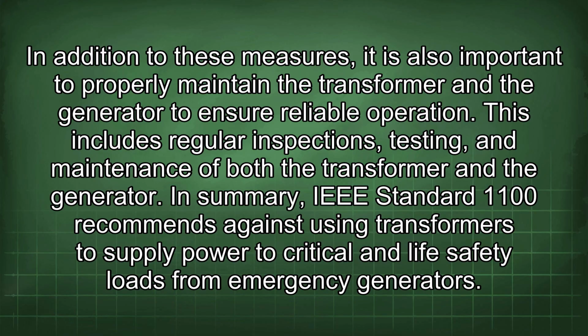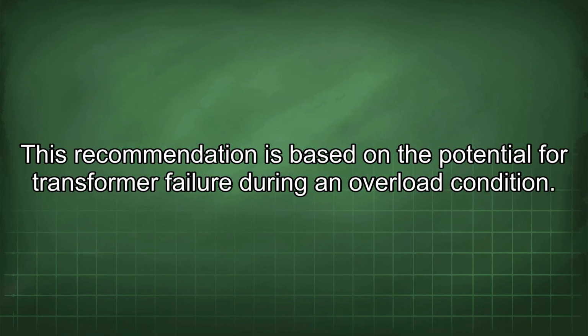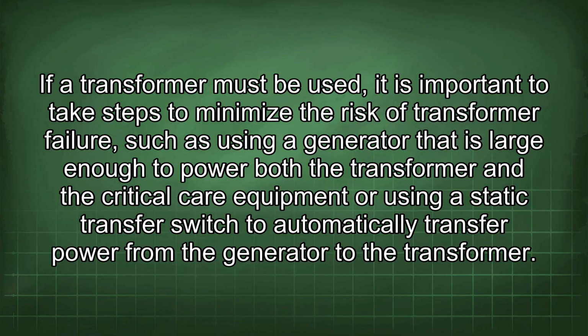In summary, IEEE Standard 1100 recommends against using transformers to supply power to critical and life safety loads from emergency generators. This recommendation is based on the potential for transformer failure during an overload condition. If a transformer must be used, it is important to take steps to minimize the risk of transformer failure, such as using a generator that is large enough to power both the transformer and the critical care equipment, or using a static transfer switch to automatically transfer power from the generator to the transformer.